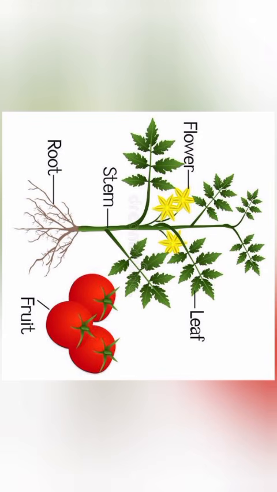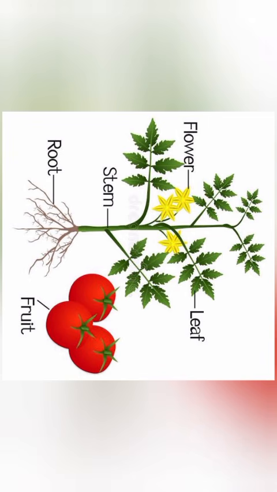Students, it's our science lecture, and today we will discuss plants. As you know, plants are living things like us. They need food, water, and air to grow. Plants also need light. They use light to make food.